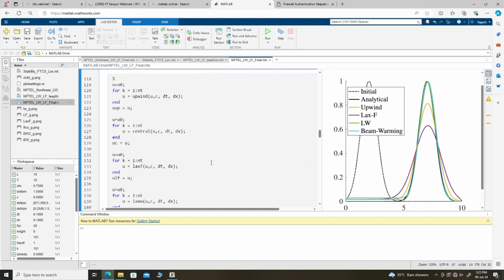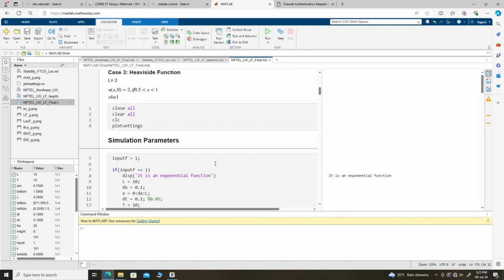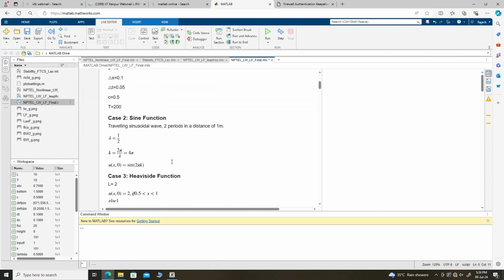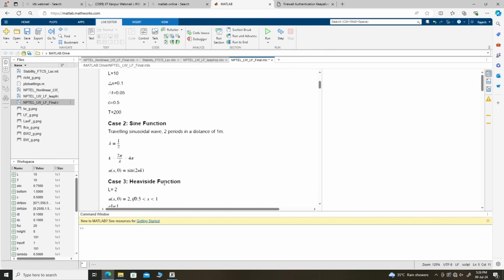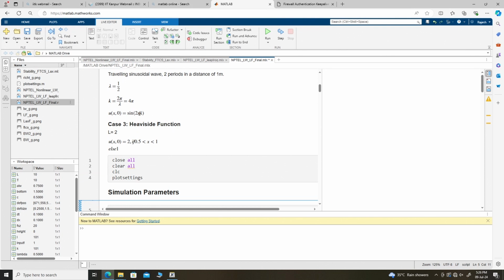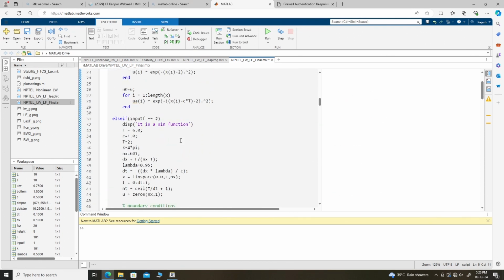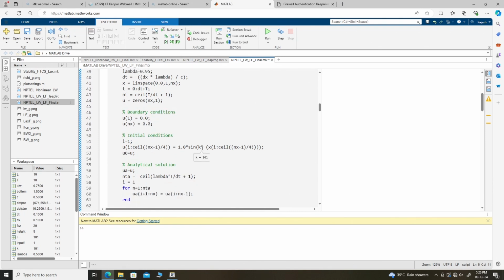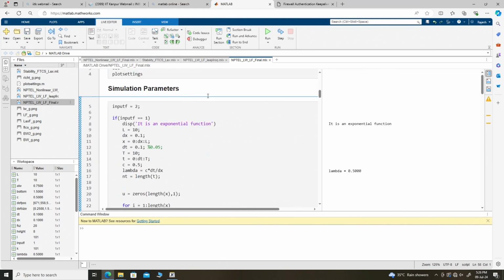Let us look at some other function. Let me change to the sine function here now. The sine function is as we saw earlier, sine 2 pi k, which is basically sine 2k, so that is 8 pi k. And then we are putting it between some values. I will show you the initial profile also, and we have the analytical solution also, and let us see how it behaves with the different schemes.